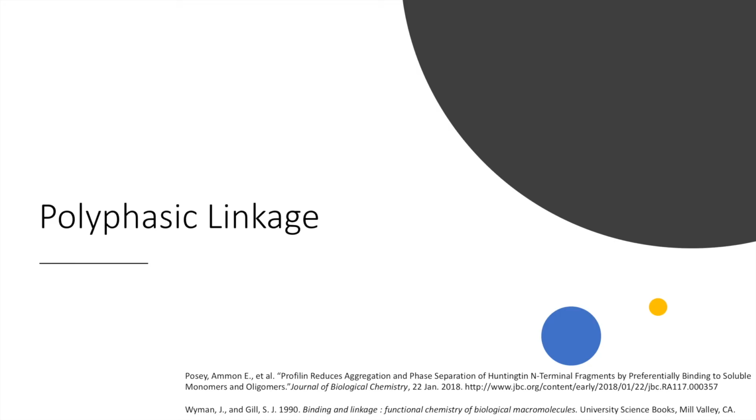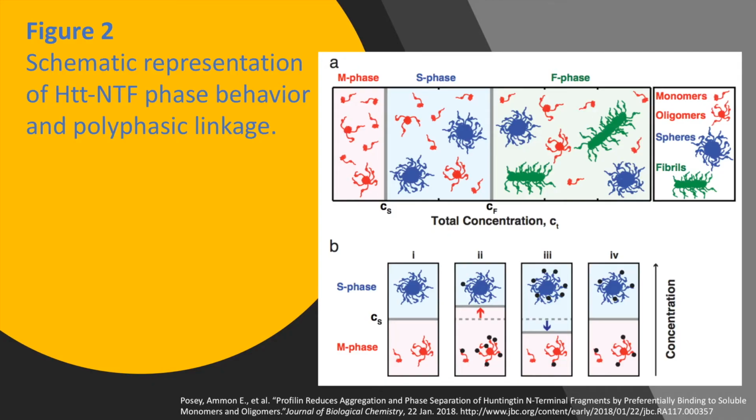Polyphasic linkage demonstrates the impact of ligands on saturation concentrations. In the case of profilin and HTT aggregates, profilin is the ligand that binds to the Huntingtin aggregate. Profilin also prefers to bind to the M phase species, resulting in a change in concentration threshold between M and S phase. This is all summed up in Figure 2, which shows the phase behavior of Huntingtin aggregates and the influence of polyphasic linkage of profilin.